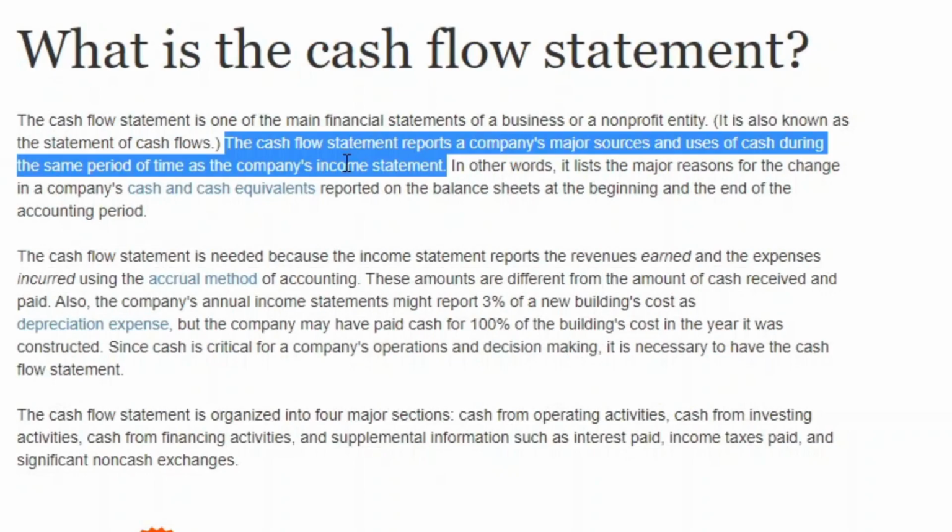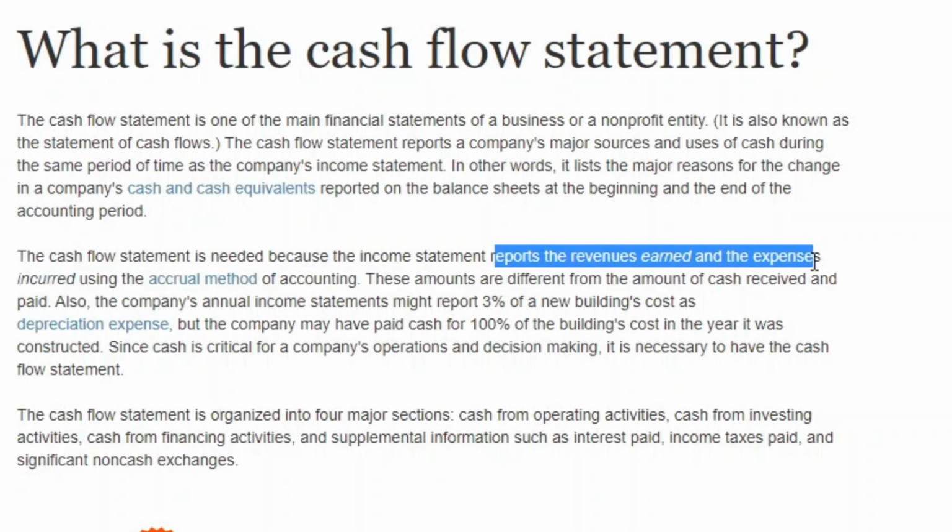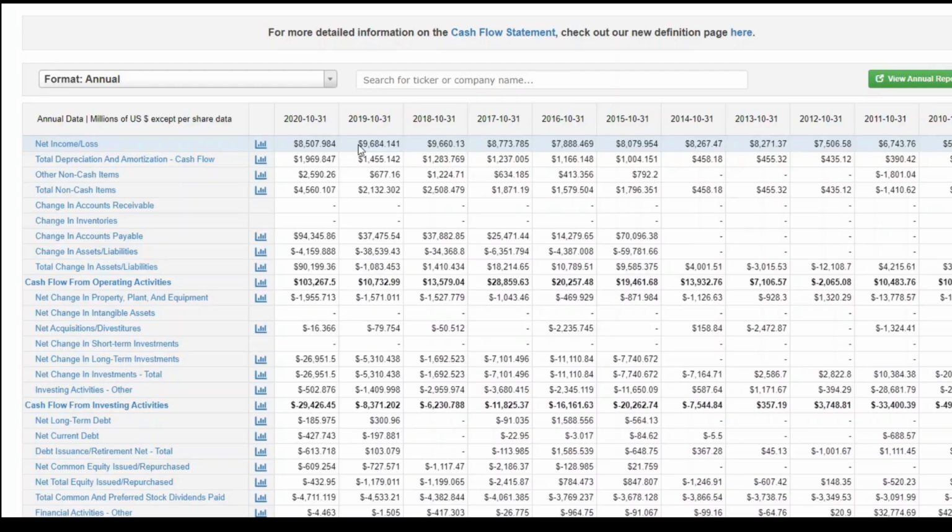A cash flow statement reports a company's major sources and uses of cash during a certain period of time. It reports the revenues earned and the expenses incurred by the company, and therefore these are all the money coming in and out of the company. The very first figure that you will see here is the net income, profit and loss, and this comes from the income statement. The last figure in the income statement is the very first figure you will see.